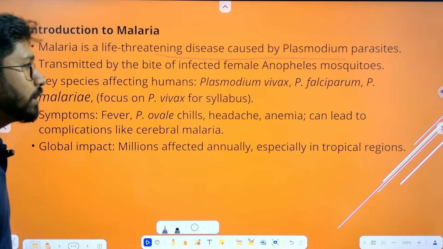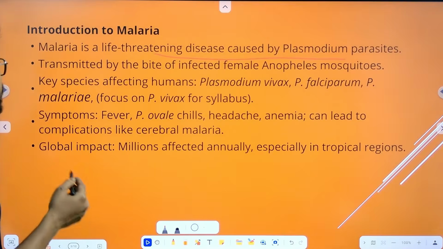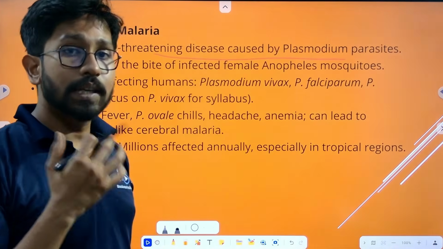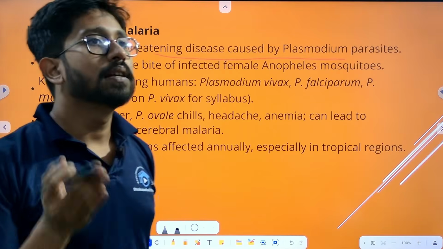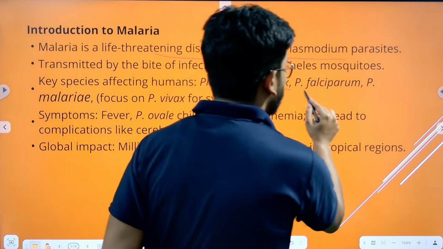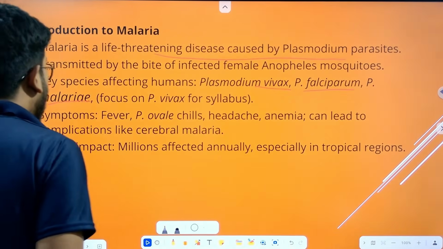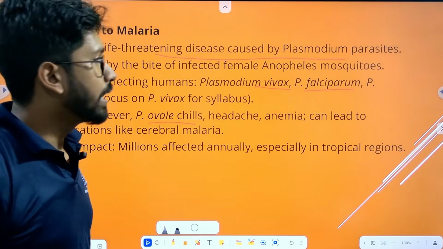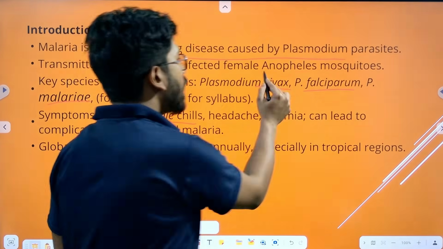Now let's see some details about malaria. That is the key species of Plasmodium. See, Plasmodium is a genus, right? So the key species of Plasmodium that affect us and cause malaria are mainly four types: Plasmodium vivax, Plasmodium falciparum, Plasmodium malariae, and also Plasmodium ovale. So these four mainly cause malaria, and malaria is carried by the Anopheles mosquito.